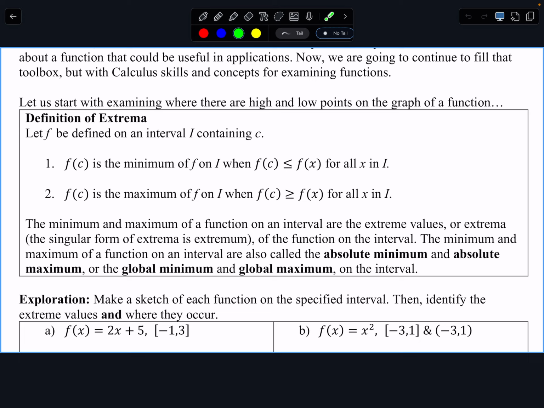Okay. So the minimum and maximum of a function on an interval are extreme values, or extrema. The singular form of extrema is extremum, and I screw this up constantly, so I apologize in advance for not using the correct one, okay? The minimum and the maximum value of a function on an interval are also called, depending on what textbook you're in, and you need to be comfortable with both sets of terminology, either absolute minimum and absolute maximum, or the global minimum and global maximum. Absolute and global mean the same thing.